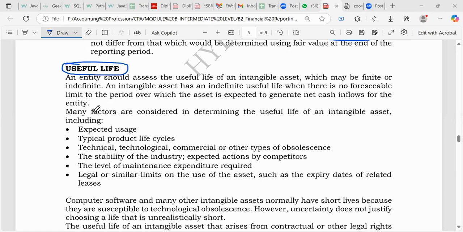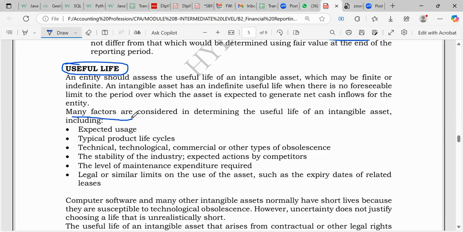Below are examples of the factors that the company could consider. For example, you could consider the usage. If you use something so frequently, we would expect it to last less, because the use will be too much and so it will be easily exhausted. But also the typical product life cycles. Of course, it also depends on what you deal with, right? There are products with a short life cycle and there are others with a long life cycle.